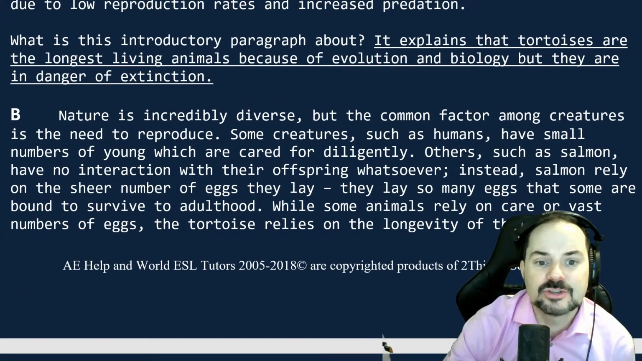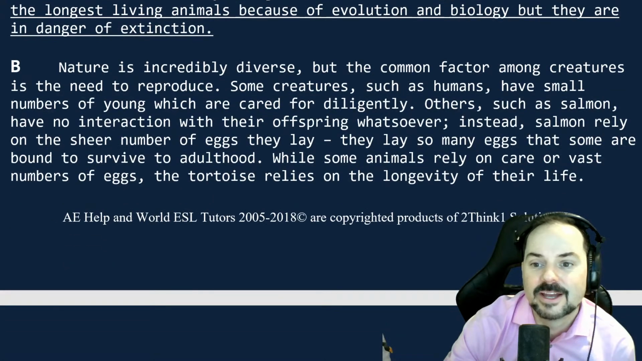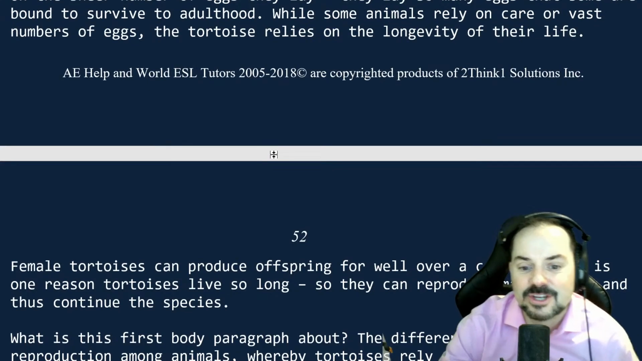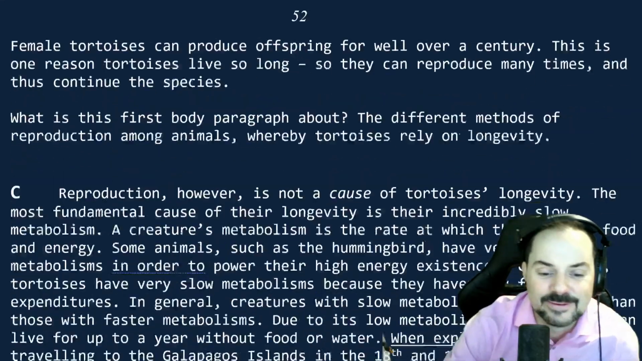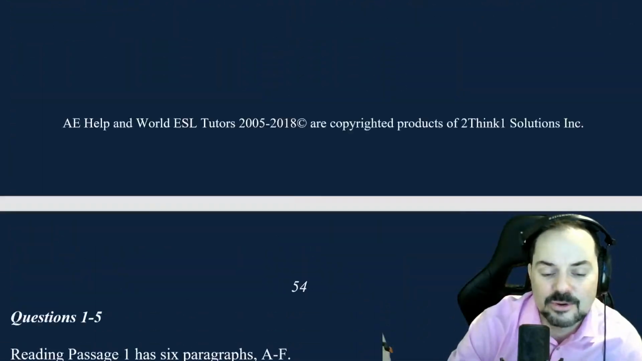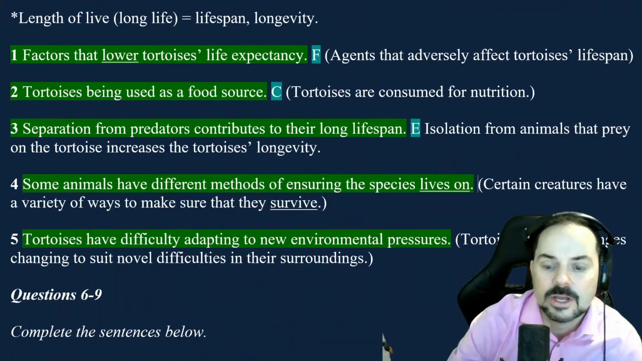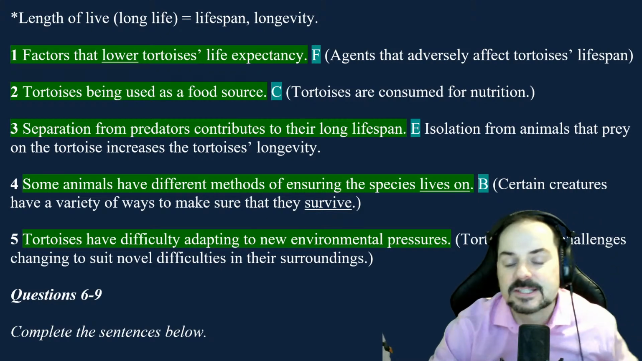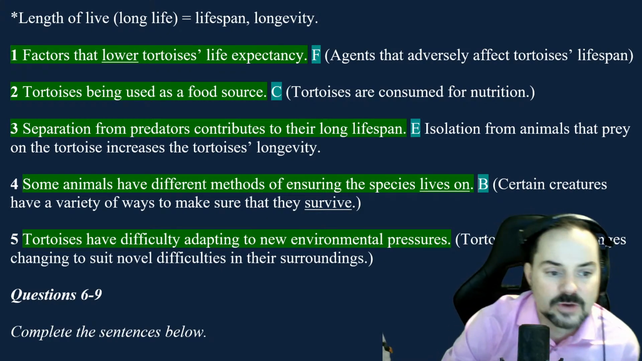B. Nature is incredibly diverse, but common among all creatures is the need to reproduce. Some creatures, such as humans, have small numbers of young, right? Salmon have lots of offspring, and tortoises, they live really long, that 100-year-old mom, right? So you're right. You're doing great, Zoraida. Know how fast. So in the real exam, when you use this strategy, these questions would literally only take you 10, 15 seconds each. So fast, right?